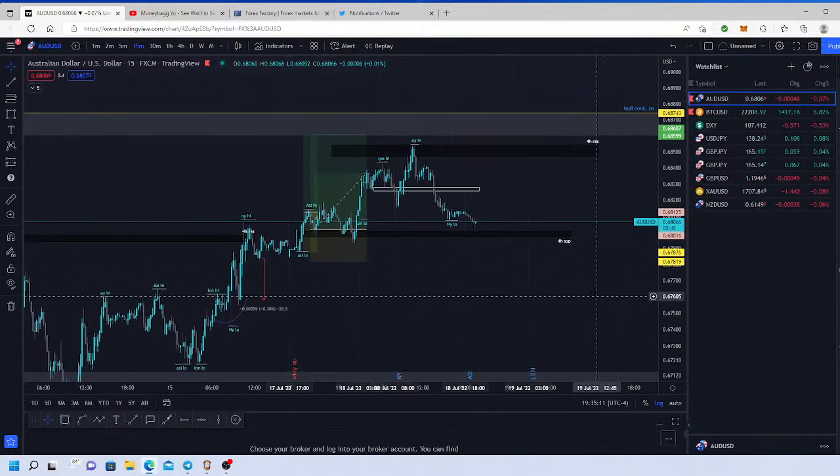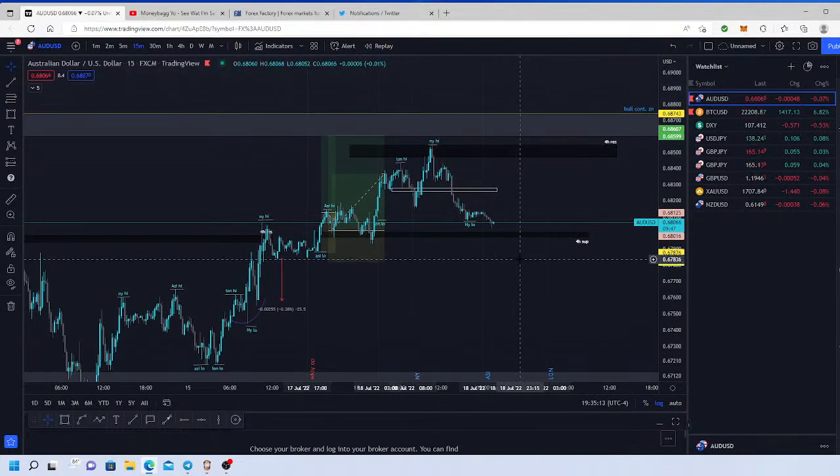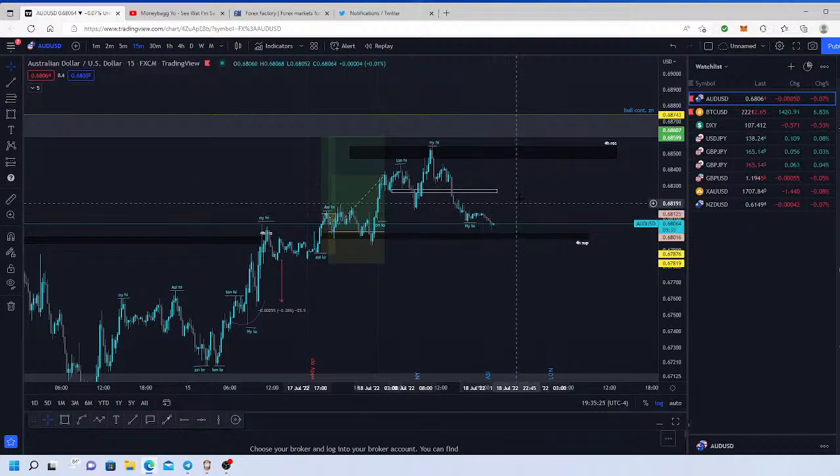Overall, right now it's downtrending. Once we see price action potentially close above here, then we'll definitely start looking for breaks and retests above, around the 68,130 area. So that's where we're at with AU right now.